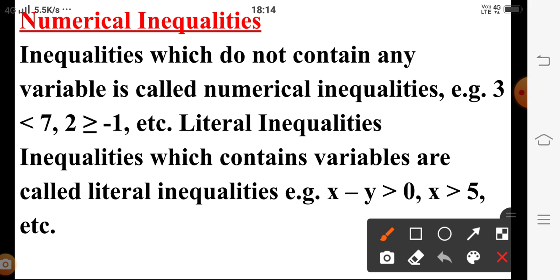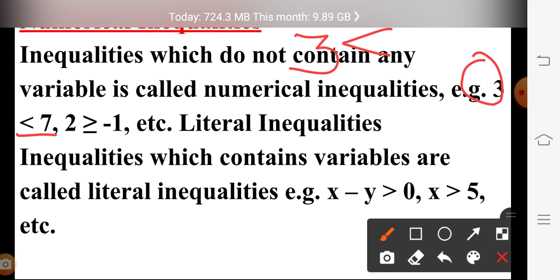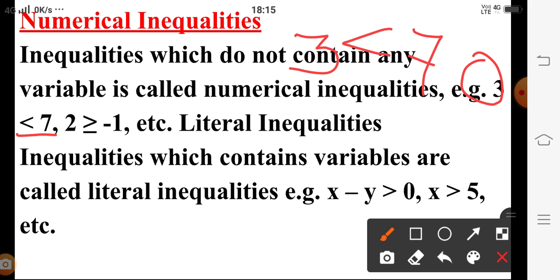Here we are familiar with numerical inequalities. Numerically, if you consider the numbers 3 and 7, we know 3 is less than 7. Similarly, for 2 and minus 1, 2 is greater than minus 1, it is not equal to, 2 is greater than minus 1.